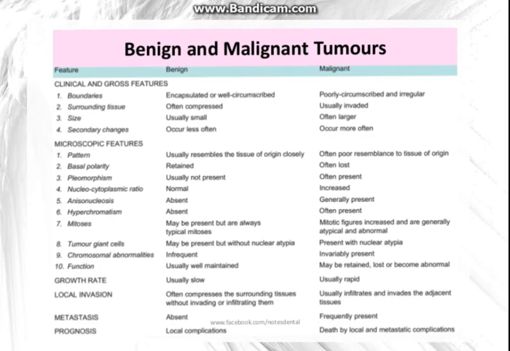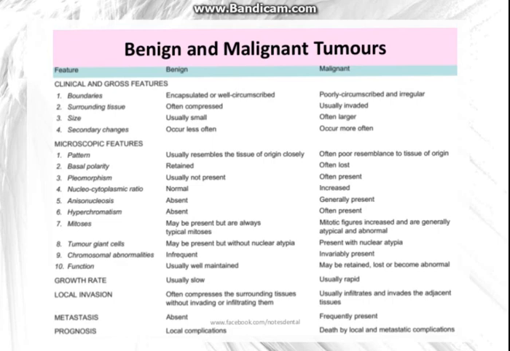Now going to the microscopic features, the anaplastic features will be less in the case of benign, and more in the case of malignant. The pattern resembles the tissue of origin in benign, and in malignant it resembles less. Basal polarity is retained. Pleomorphism is not present in benign tumors. The nucleus to cytoplasmic ratio will be normal. Pleomorphism and anisonucleosis will be absent. Hyperchromatism will be absent. Mitosis can be present, but mostly it will be typical. It will not be atypical or bizarre. Tumor giant cells can be present. These features are all more in case of malignant.